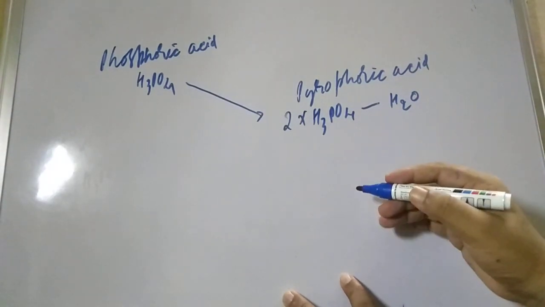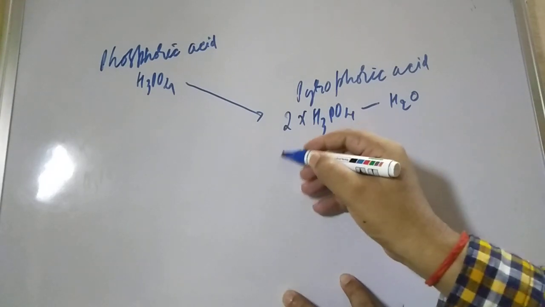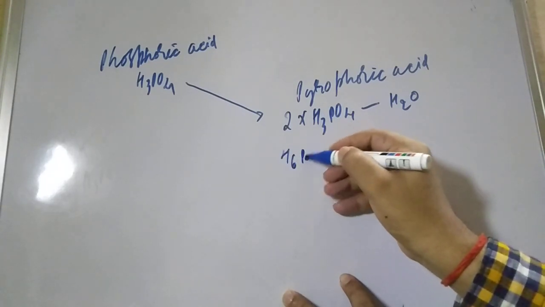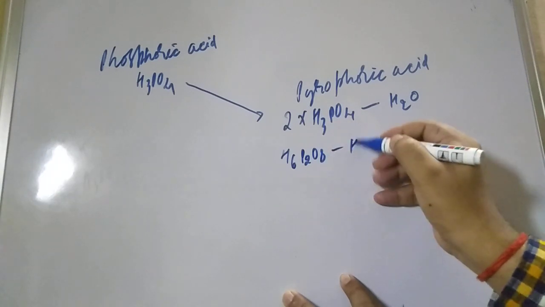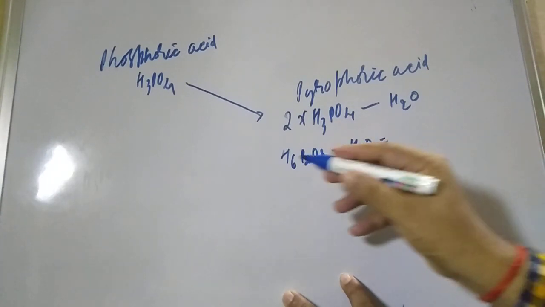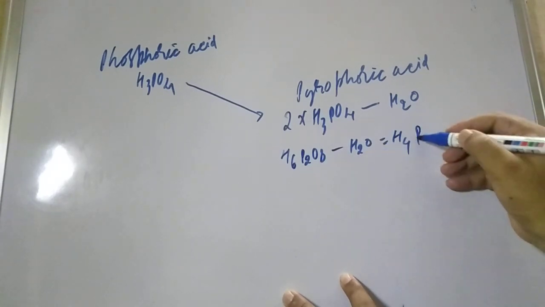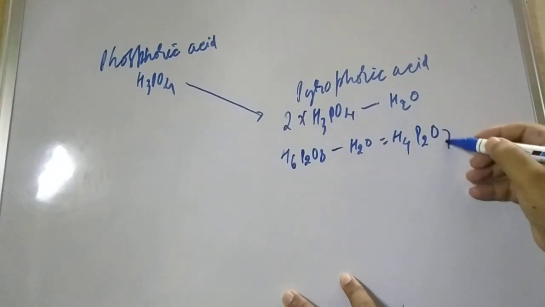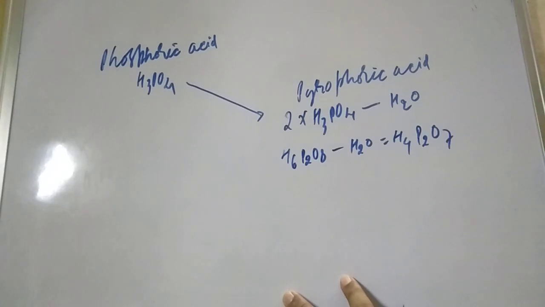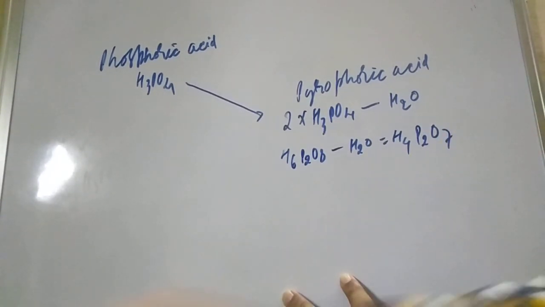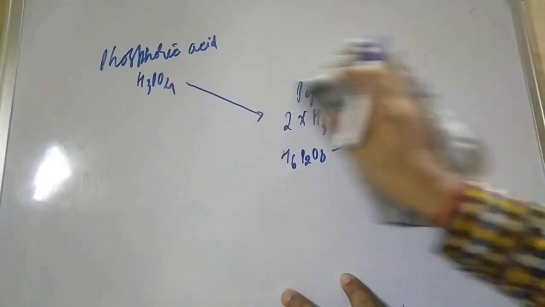So let us see the formula. What would be the formula of this one? If you multiply, H6P2O8 minus H2O, now you see 6 minus 2, H4P2O7. Now let us draw the structure of pyrophosphoric acid, H4P2O7.